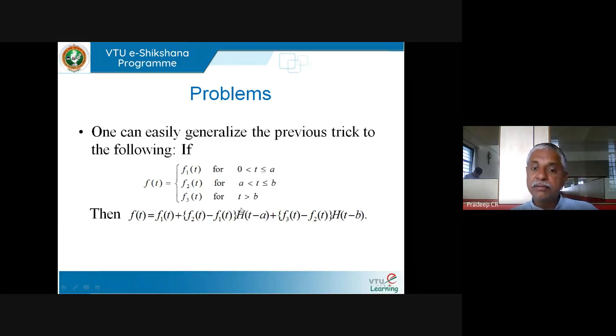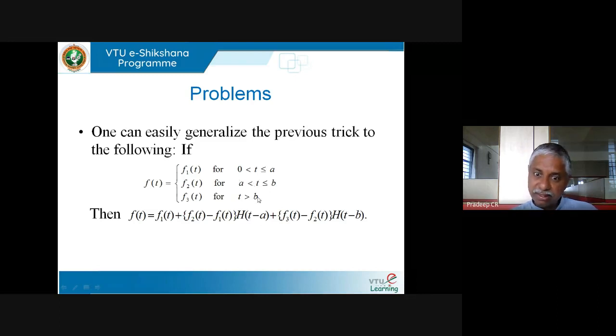Right? If t is greater than b, what happens? Oh, t is greater than b, so t is greater than a also, because a is smaller than b. So h(t minus a) is also... sorry, I'm saying something wrong. If t is greater than b, definitely it's greater than a, since a is less than b.